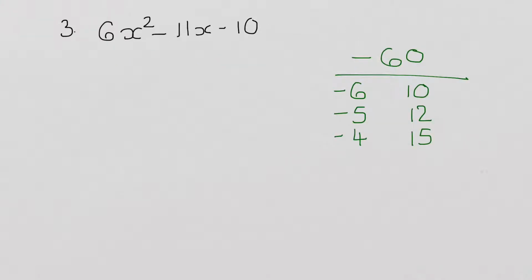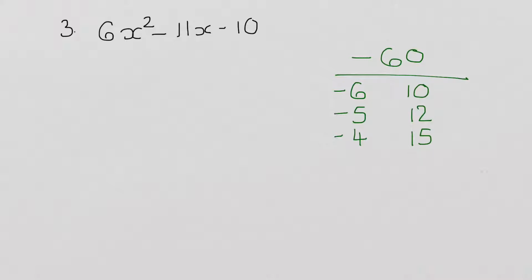For question 3, it's factorising. I'm first of all going to take my 6, my coefficient of x squared, and times it by negative 10 and put it over here, and I'm going to list all my factors of negative 60. My first one that comes to my head is minus 6 times 10, however when we add those two numbers together we don't get minus 11, which is what we're looking for. Minus 5 and 12, again we don't get minus 11.